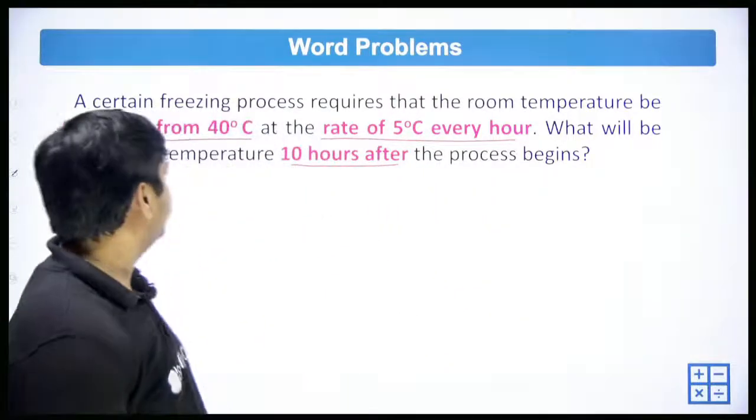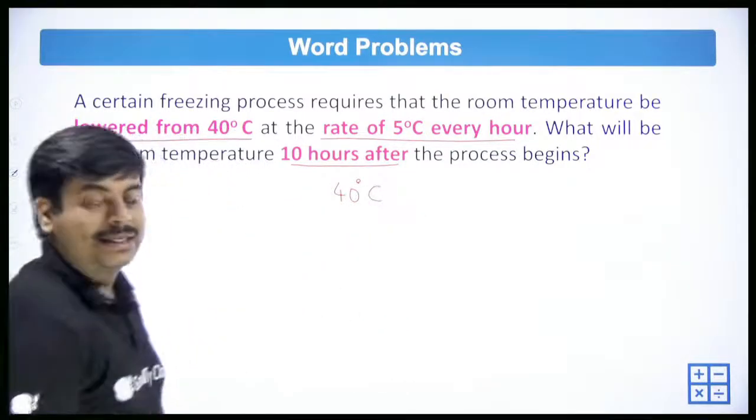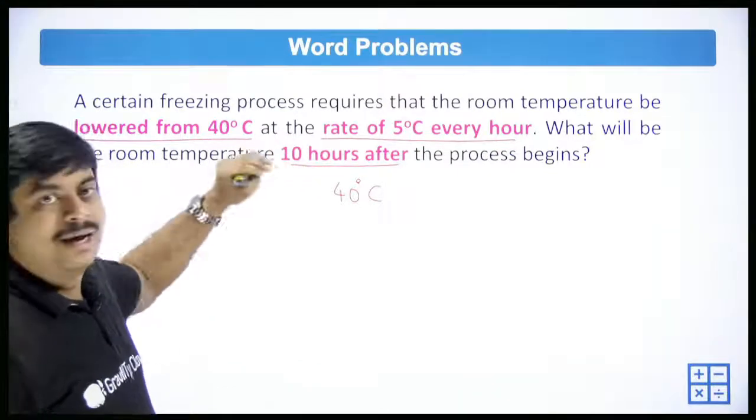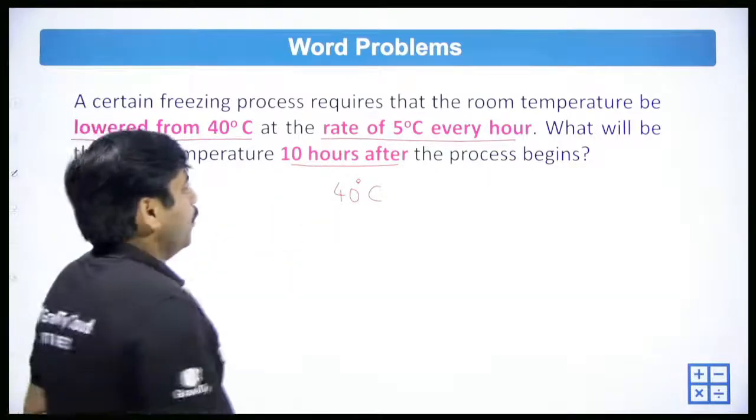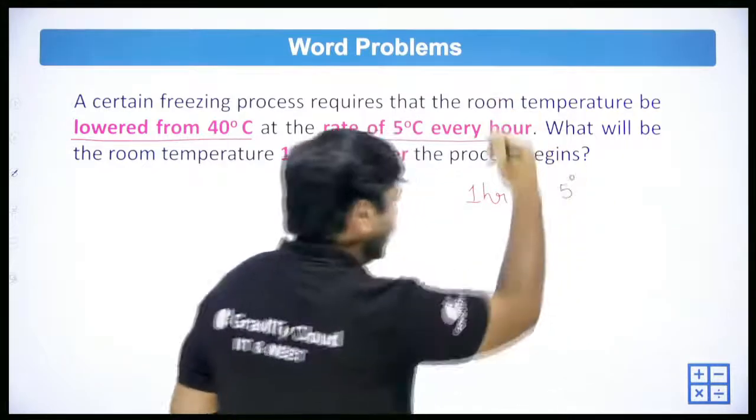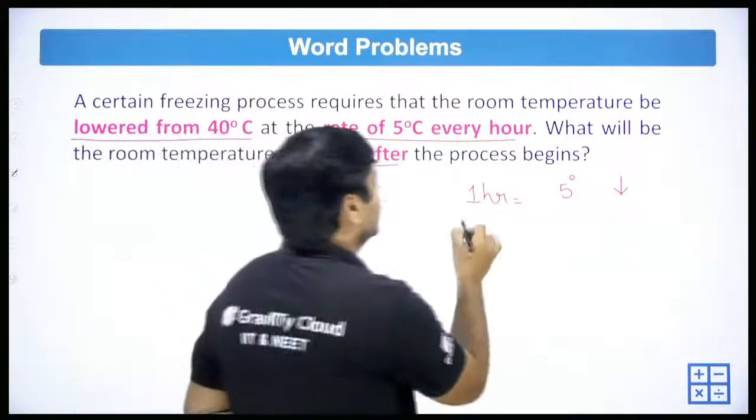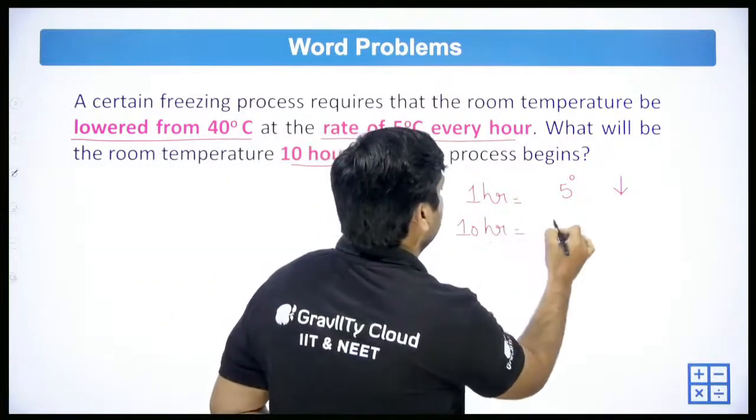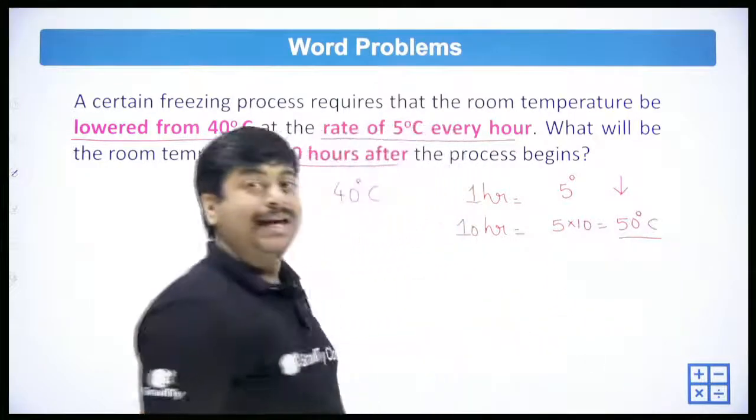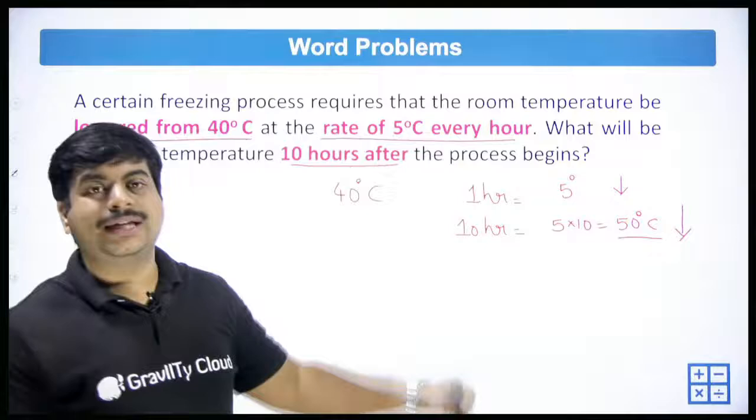So I'll tell you like this. 40 degrees Celsius is there. It is decreasing at the rate of 5 degrees every hour till 10 hours. For 1 hour, it is reducing by 5 degrees. So for 10 hours, it will reduce by 5 into 10, 50 degrees, correct? From the initial point, it has reduced 50 degrees Celsius.